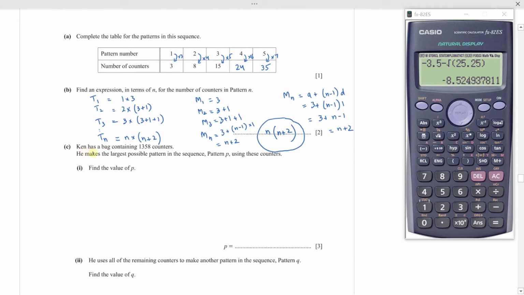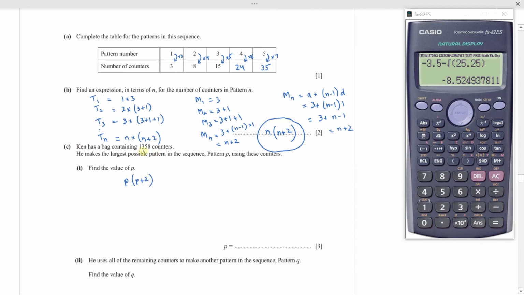Part C: Ken has a bag containing 1,358 counters. He makes the largest possible pattern in the sequence, pattern P, using these counters. Find the value of P. You know that for pattern number n you can find the number of counters by this expression. So if you have pattern P, I will substitute the value of P here, so I will get P times (P plus 2).